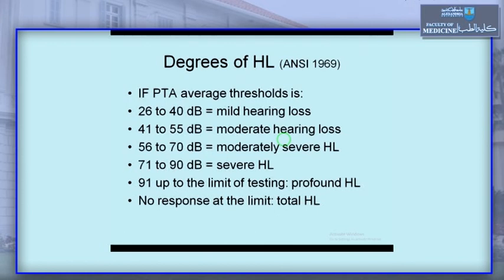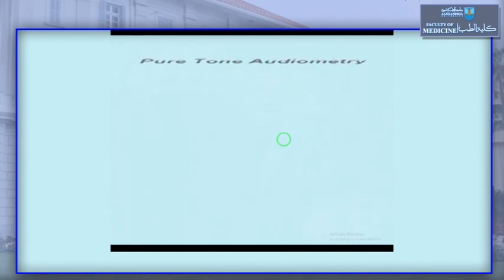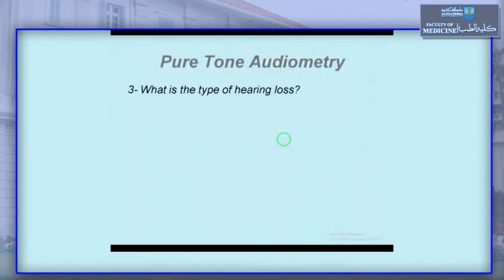So you look for the pure tone average. Where does it lie in this table? You will know what is the degree of hearing loss. Now, what's the type of hearing loss, which is the third piece of information you can get from the pure tone audiometry? It depends on the relationship between air conduction and bone conduction thresholds. That classifies hearing into 3 types.